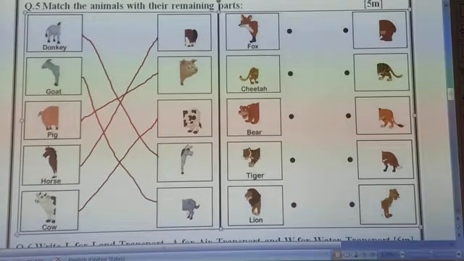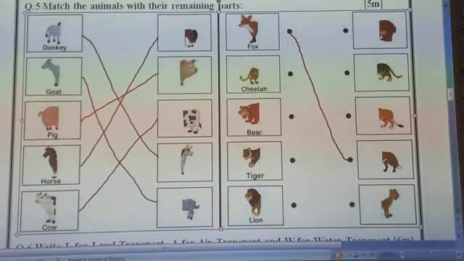Next, which animal is this? This is half part of fox and look at in this line, where is the remaining part of fox? Yes, here. So we have to match half part of fox with remaining part of fox. So let's match half part of fox with remaining part of fox.